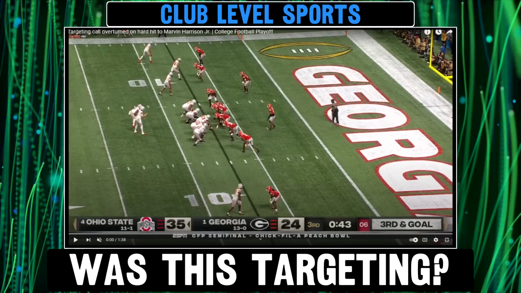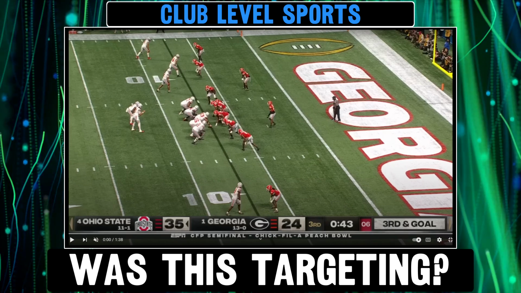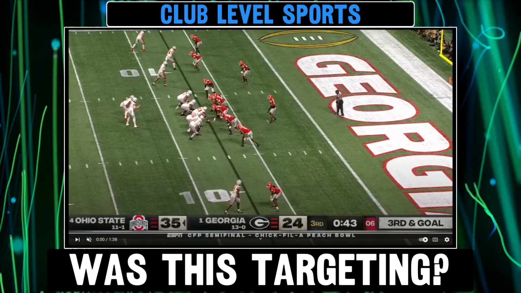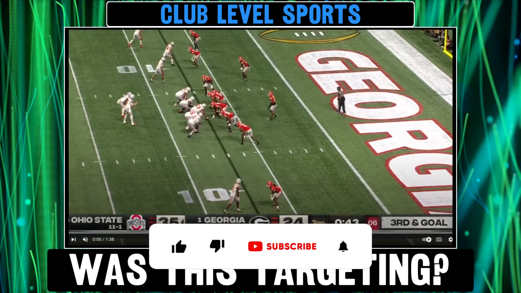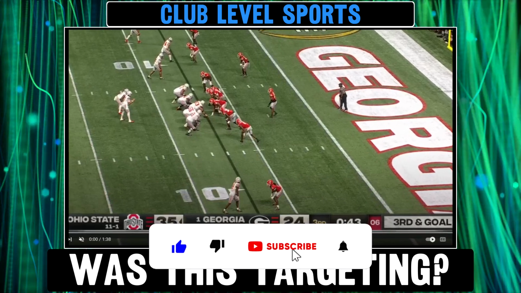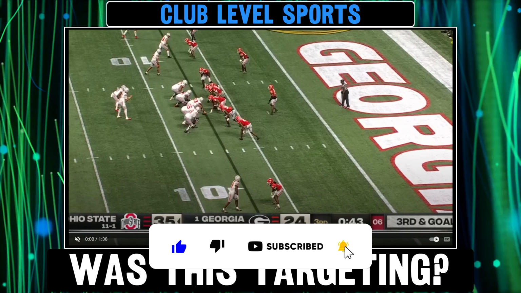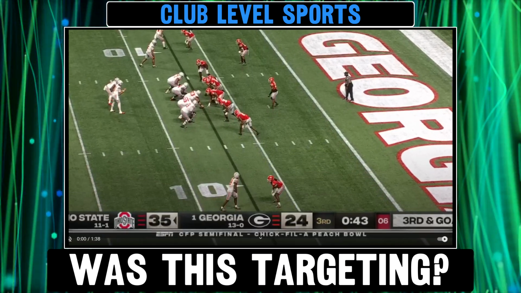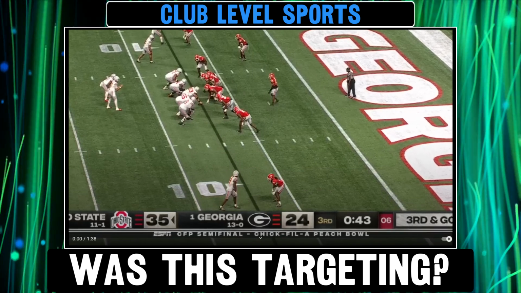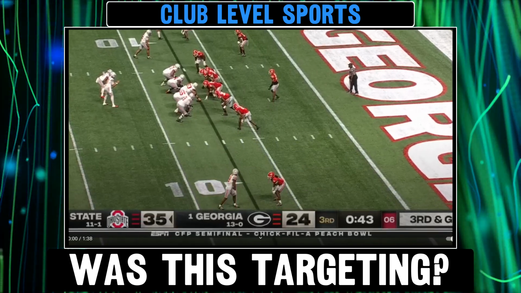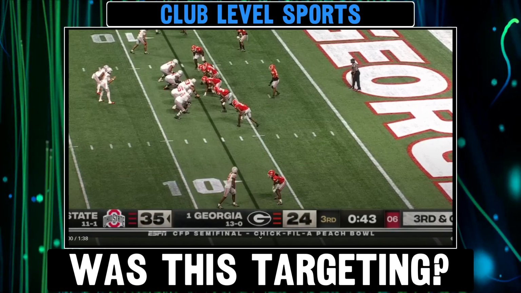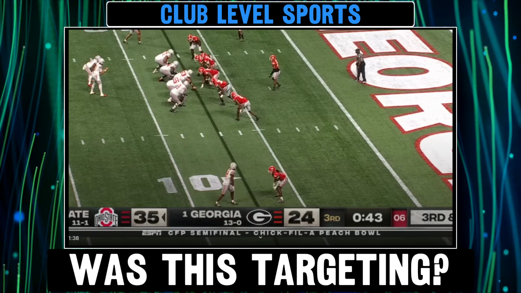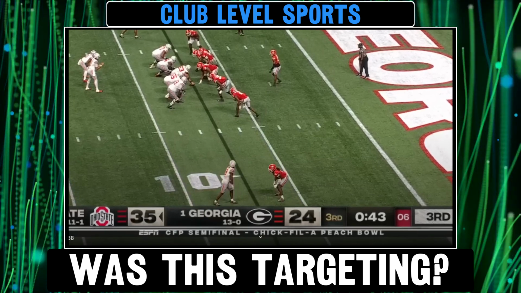Today we're going to break down whether or not we believe that this was a targeting call against Marvin Harrison Jr. Did the defender lead with his shoulder? Did he lead with his helmet? Did he lead with his forearm, hand, fist? Did he have an upward trajectory towards the neck or head? Did he stand flat and hit towards the head or neck area? Did he go for the ball at any moment in time? Was Marvin Harrison Jr. a defenseless wide receiver that needed to be protected?